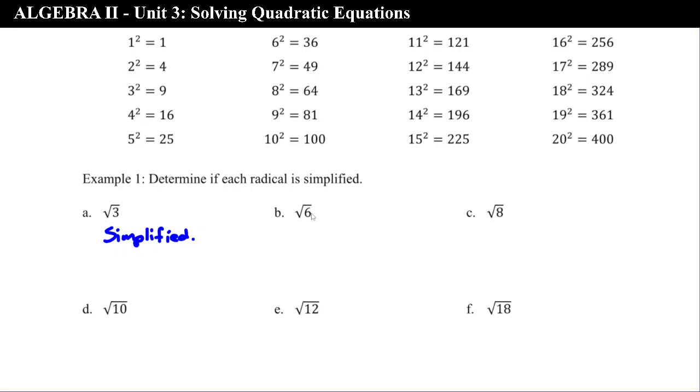Square root of 6: the only perfect square less than 6 that we're really concerned with is 4, and we can't factor 4 out of 6 evenly, so the square root of 6 is simplified. Now, the square root of 8: if we look back, we've got this 4. 4 can be factored out of 8, so this is not simplified. The reason is that 4 is a factor of 8.